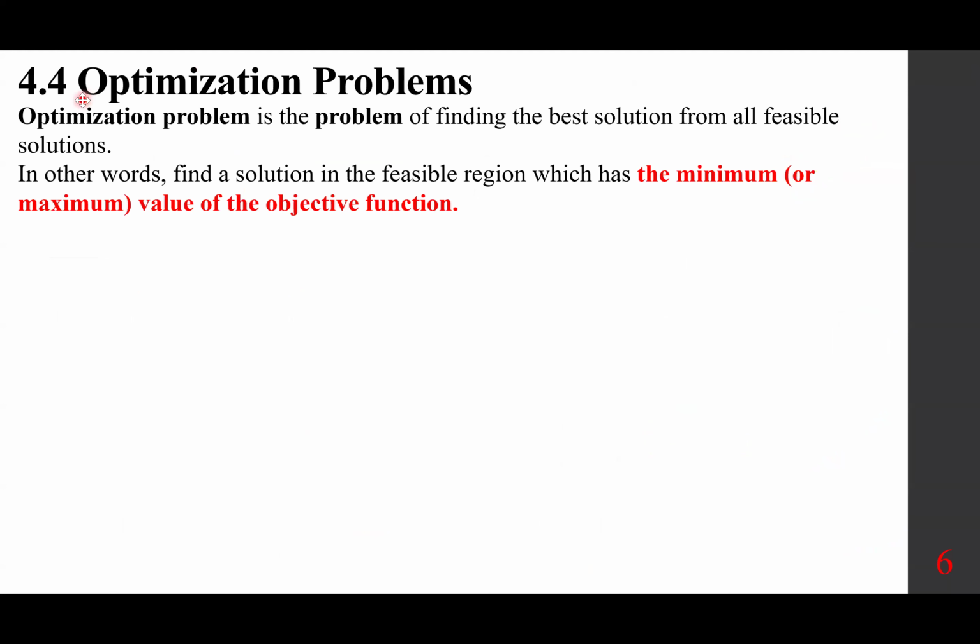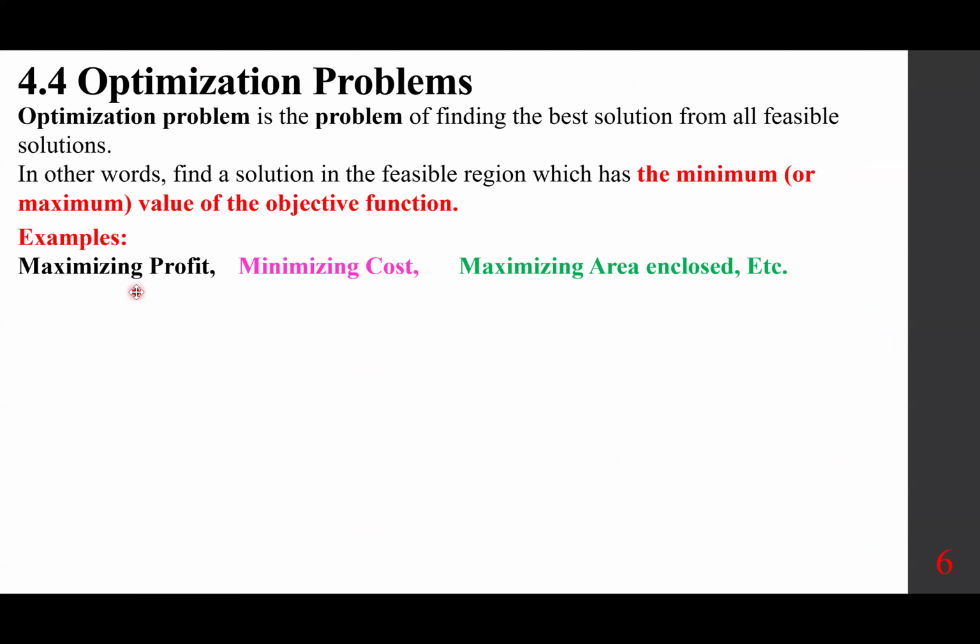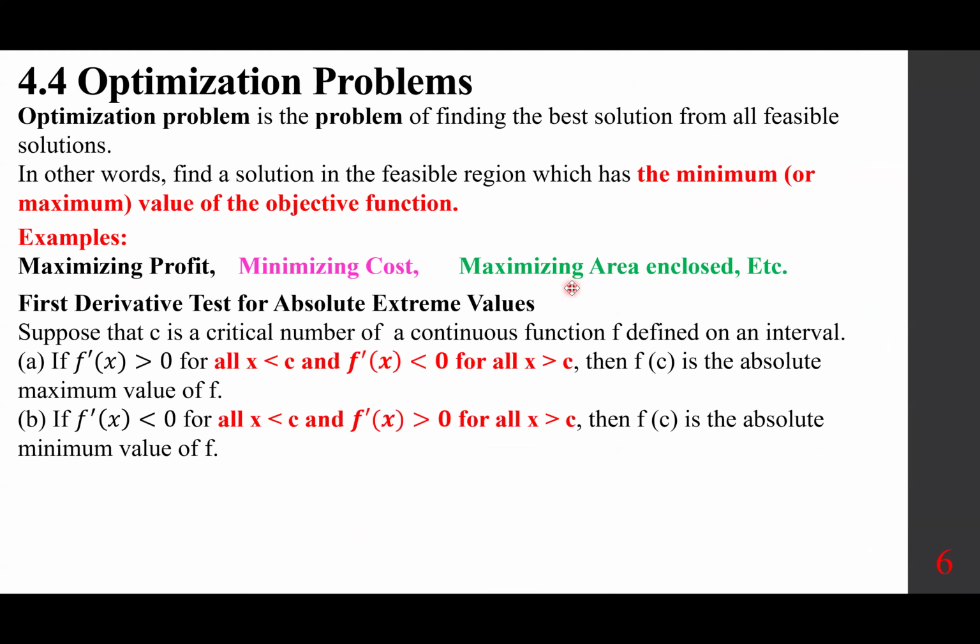Now, 4.4 optimization problems. Optimization problem is the problem of finding the best solution from all feasible solutions. In other words, find a solution in the feasible region which has the minimum or maximum value of the objective function. Examples: maximizing profit, minimizing cost, maximizing area enclosed. The first derivative test for absolute extreme values. Suppose that c is a critical number of a continuous function f defined on an interval.